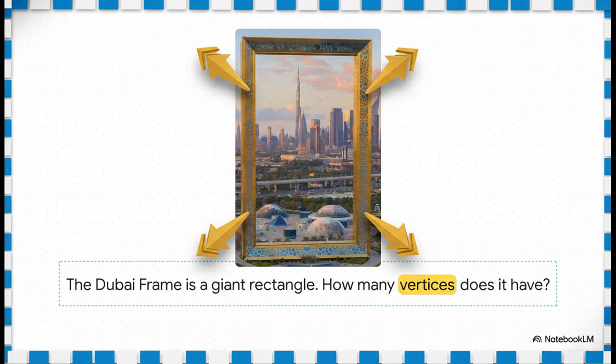And just like that, we have a precise mathematical way to describe an object we see every day. Or how about this amazing structure, the Dubai frame? We can pretty clearly see it's a giant rectangle. And because we know it's a rectangle, we know it has 4 sides. And because of that pattern we spotted earlier, we also know it has to have how many vertices? That's right, 4 corners. This basic knowledge isn't just for tests, it's everywhere.